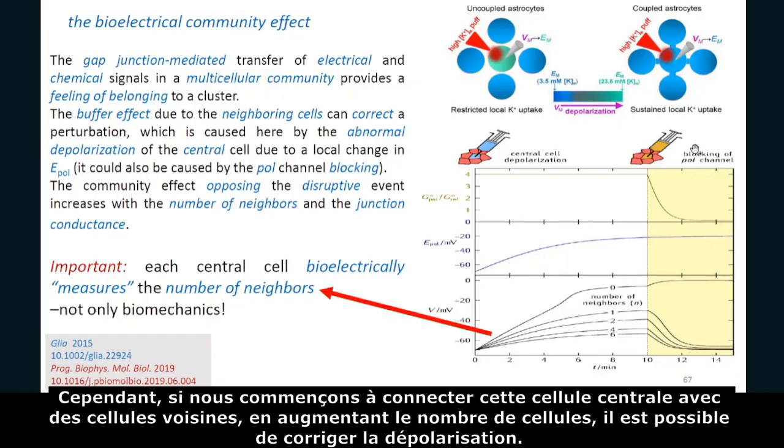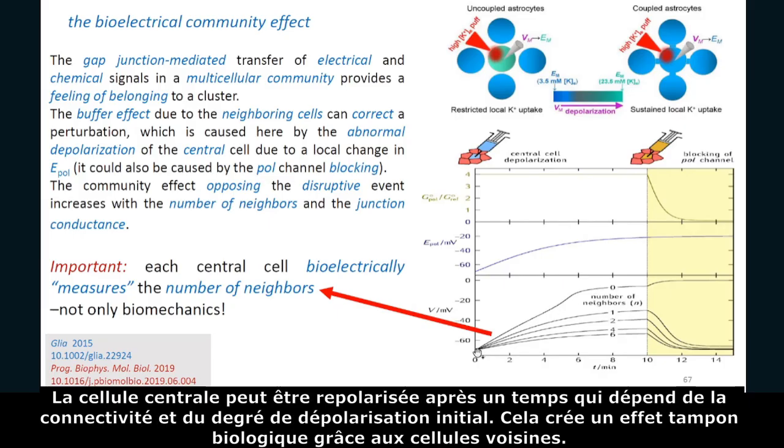However, if we begin to connect this central cell with neighboring cells, when we increase the number of cells, we see that correcting for the depolarization is possible. And in fact, the central cell can be repolarized after a time that depends on the connectivity and also on the degree of the initial depolarization. That means that we have a sort of bioelectrical buffer effect because of the neighboring cells.